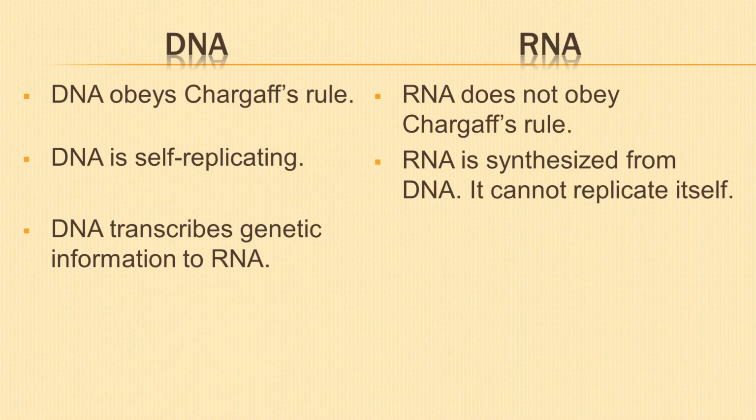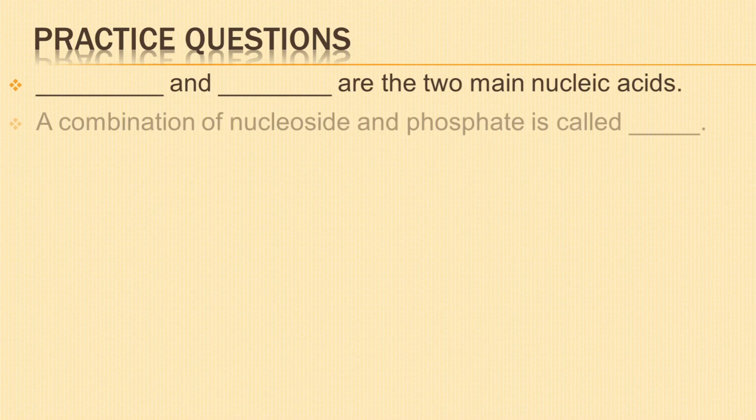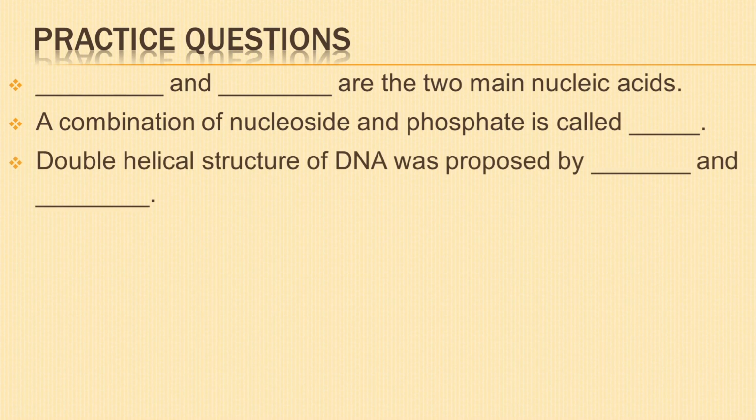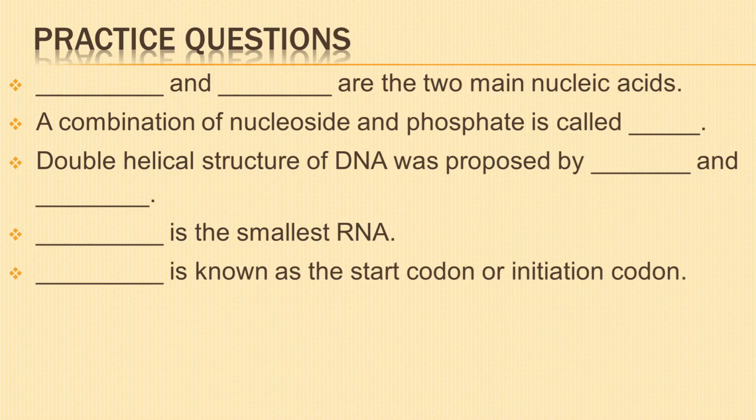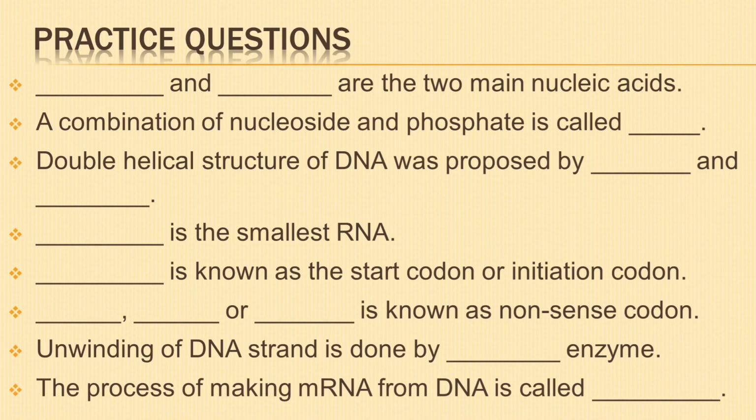DNA transcribes genetic information to RNA. RNA translates the transcribed message for forming polypeptides. So, we have looked into DNA and RNA in detail. I have some practice questions for you. Please share your answers in the comment section below. You can pause the video if you like and write down the questions.